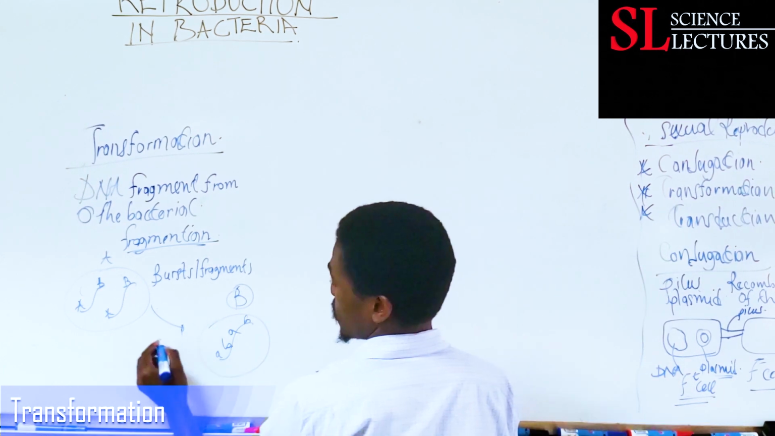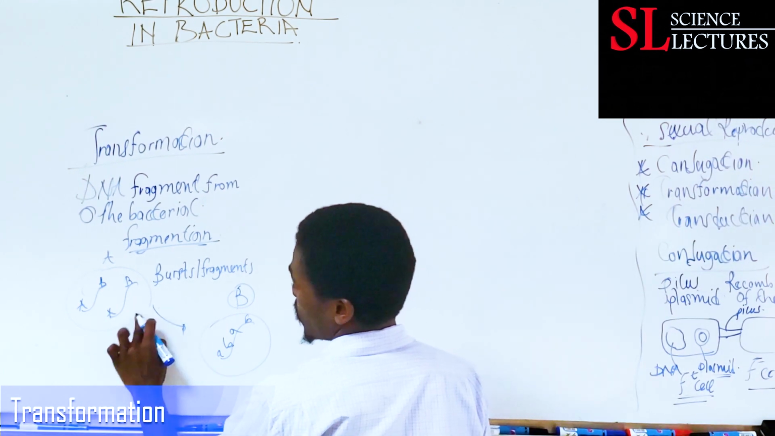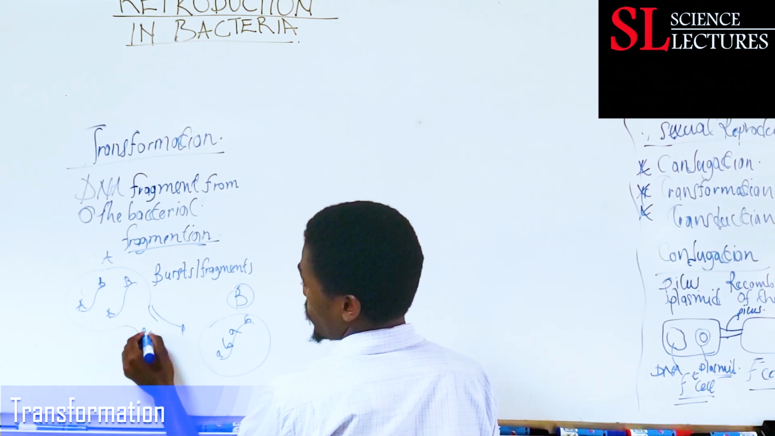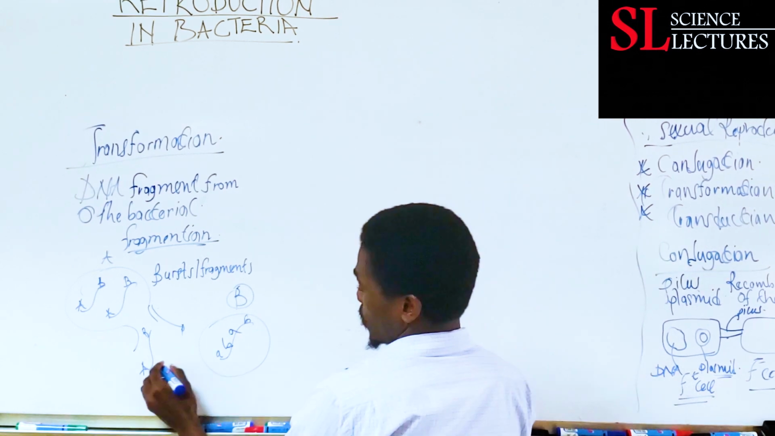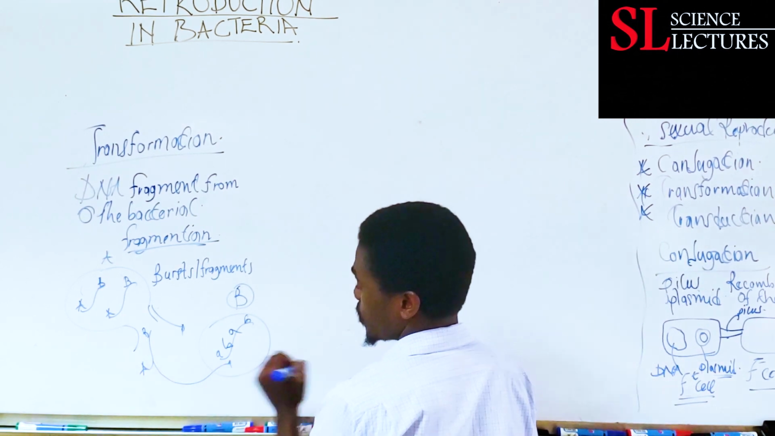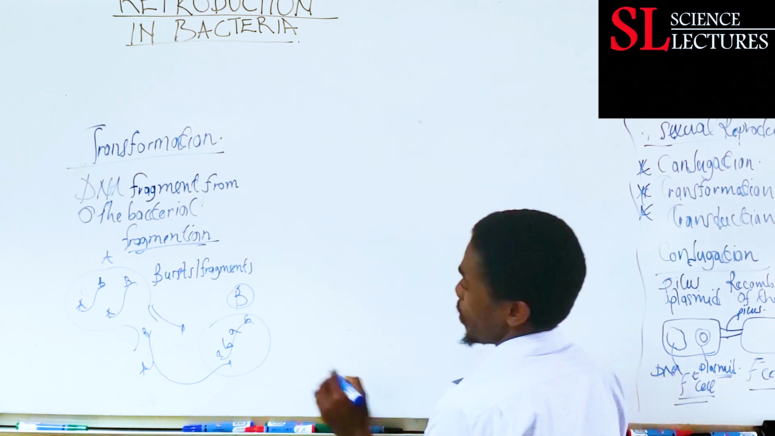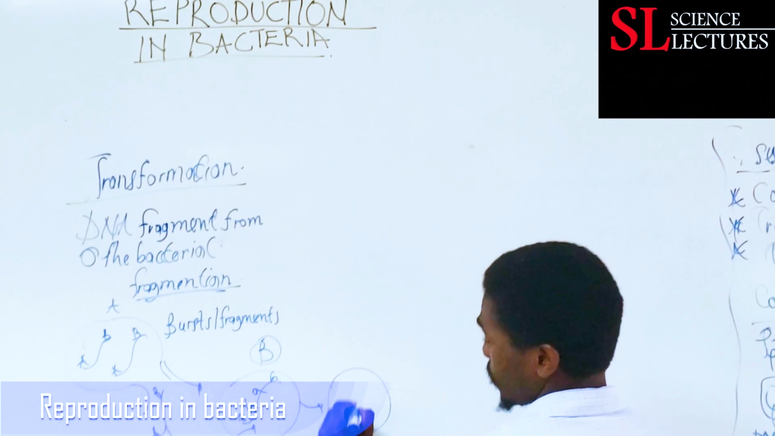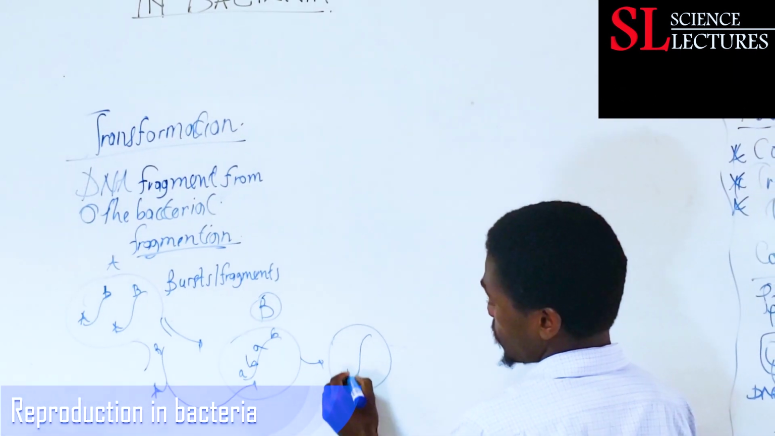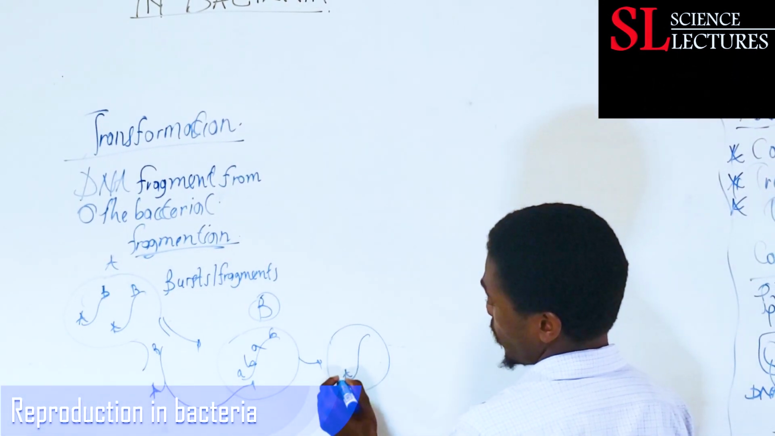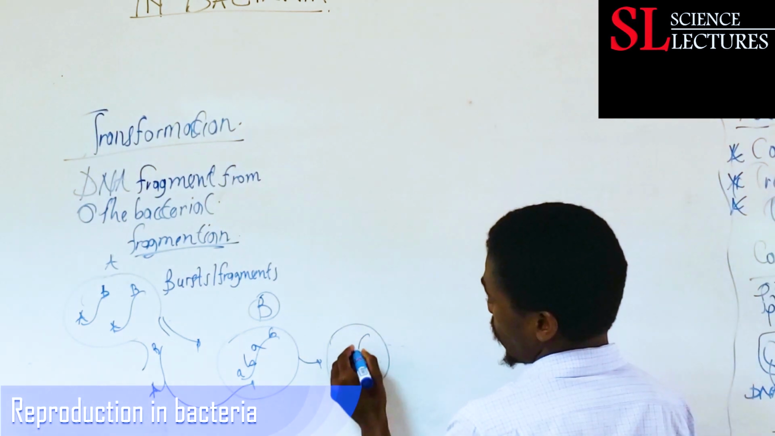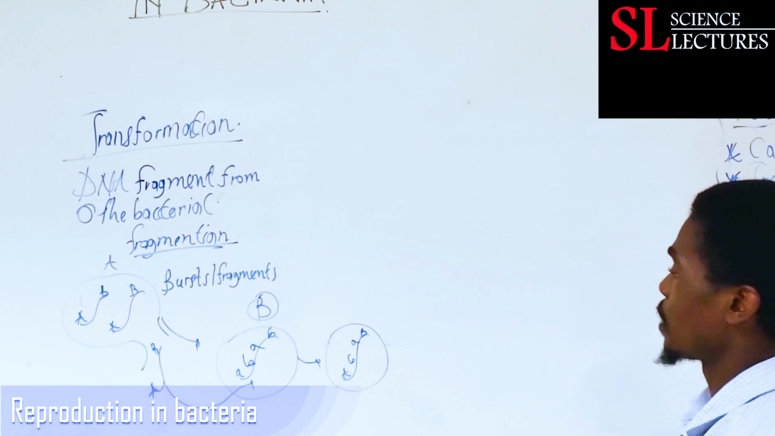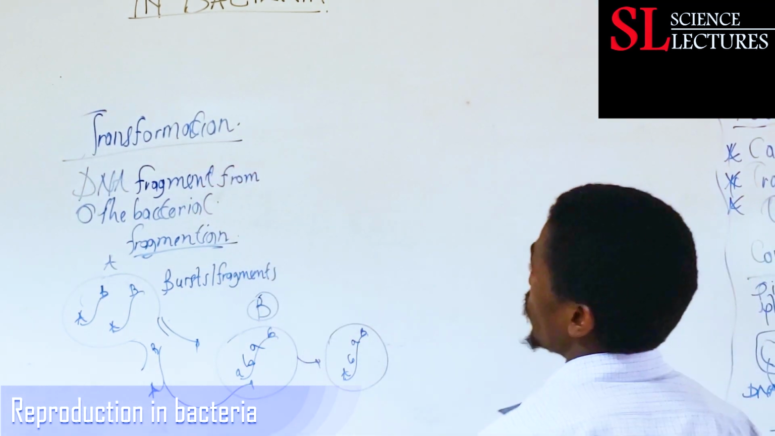But when this one bursts, let's say it releases its capital A, capital B into the environment. This other cell takes up the capital A and capital B, or capital A only. Then finally it becomes capital A, small b, or small a, capital B. So let's say it becomes like this. This is what we call transformation.